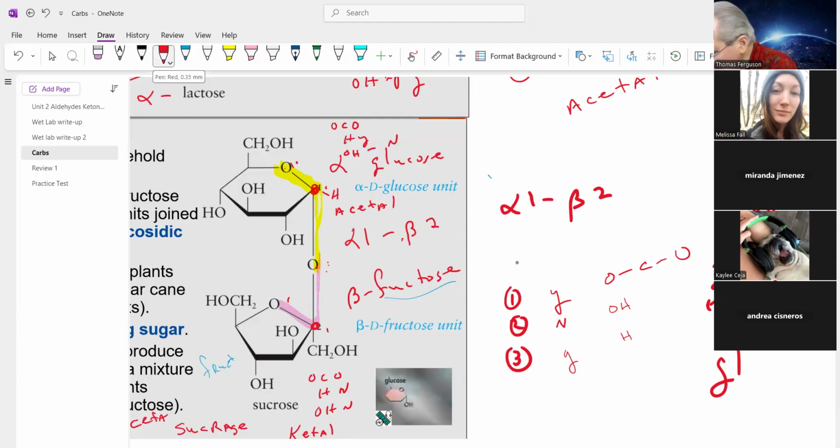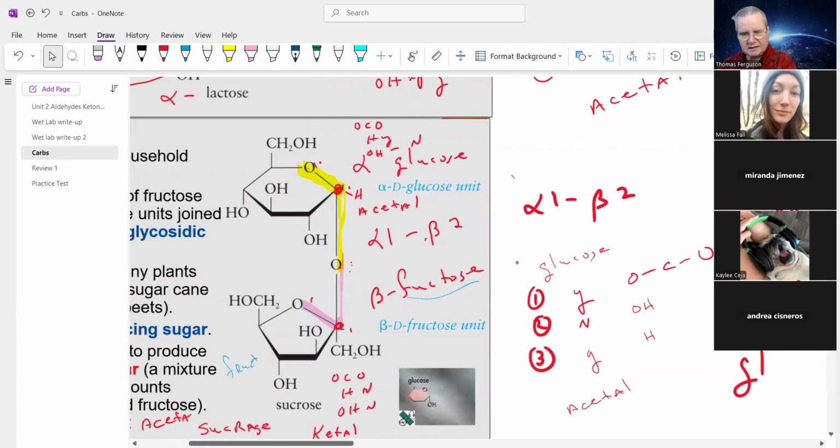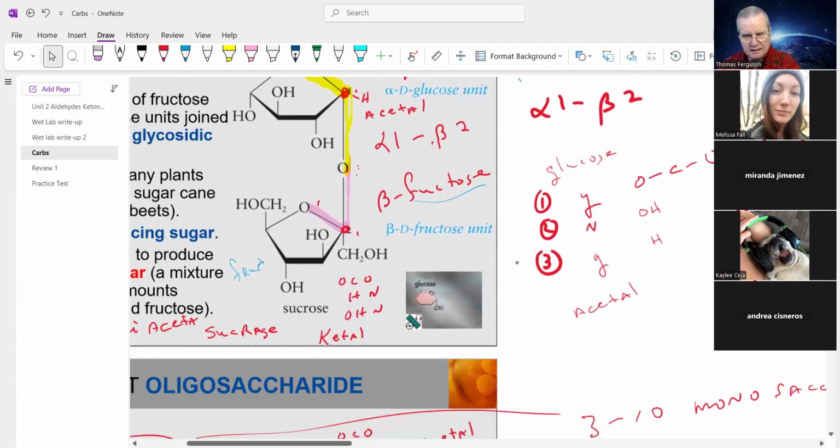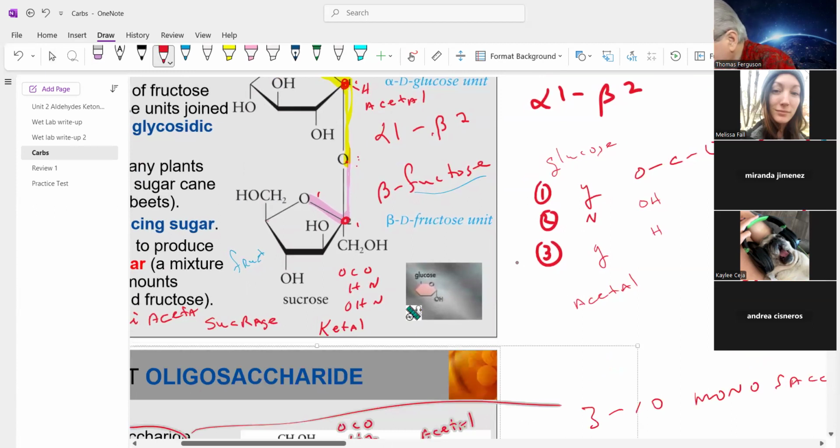So the top glucose, now this is for the glucose now, is an acetal. And let's look at the bottom one. We have OCO right here. And we have no hydrogen, it's carbon there. And we have no OH, so this is a ketal. So sucrose has a ketal and an acetal, no hemiacetal. Hence, it's not a reducing sugar.